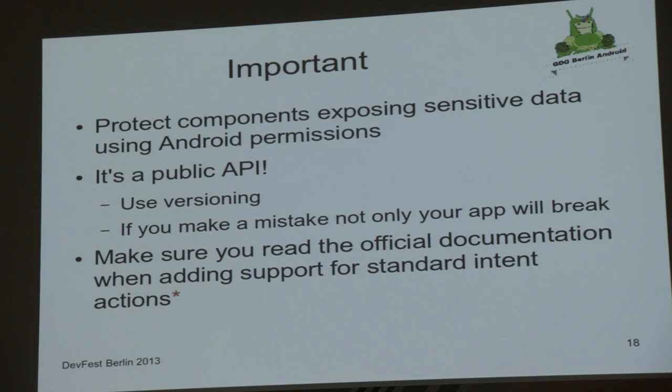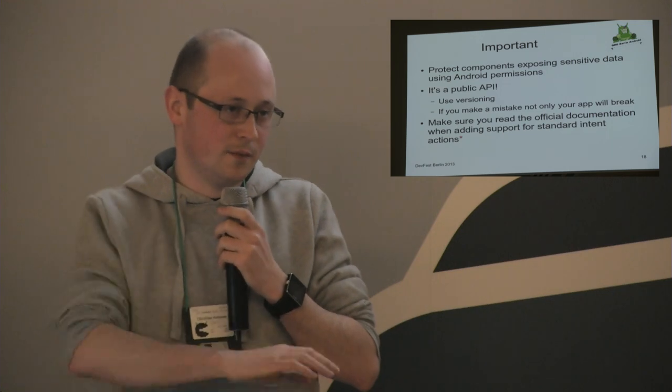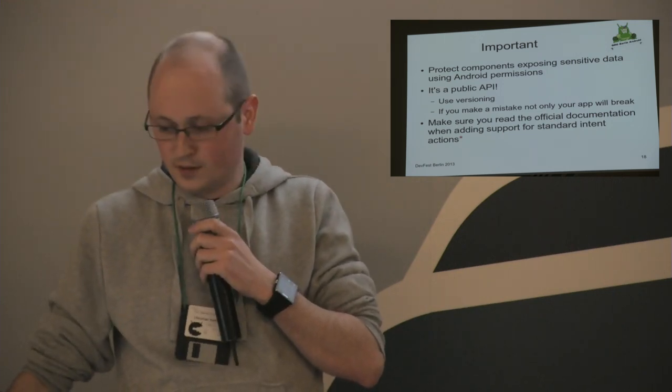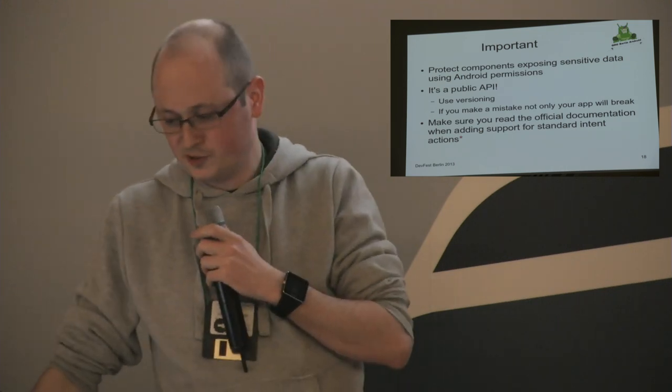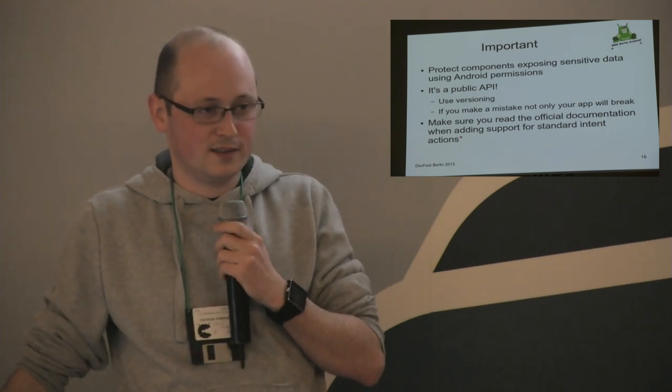The basic rule is if you expose some kind of data that can't be retrieved by the app in some way of its own, you should protect it by permission. So if you need some kind of login to retrieve the data, protect it by permission. If you expose some kind of functionality, you have to remember you now created a public API.